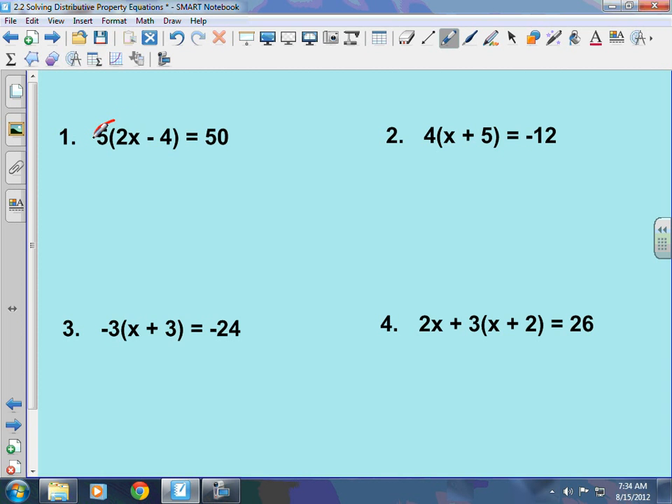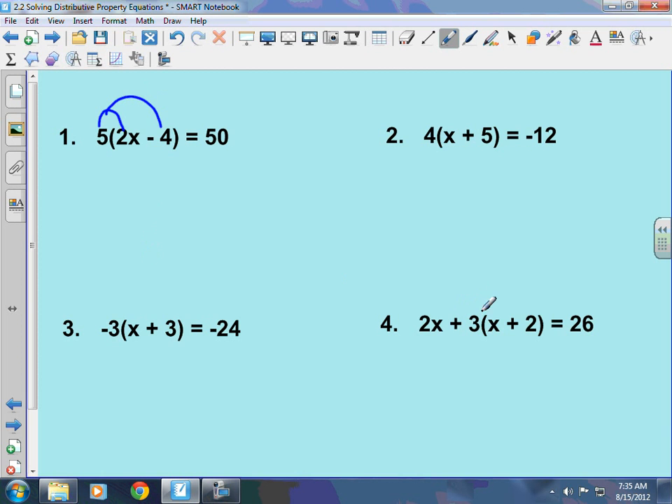So, as we said before, there's no sign between my 5 and my numbers inside my parentheses. That means the 5 is my distributor. That's what I have to multiply to everything inside my parentheses. Okay?